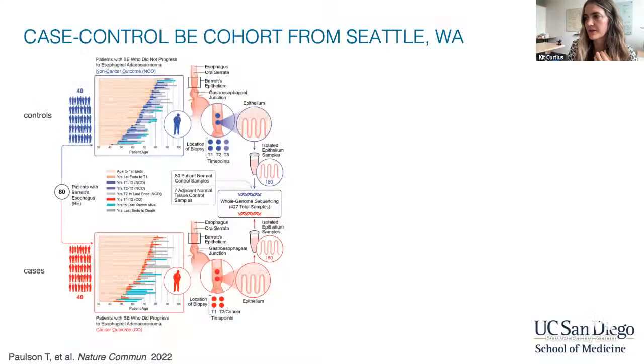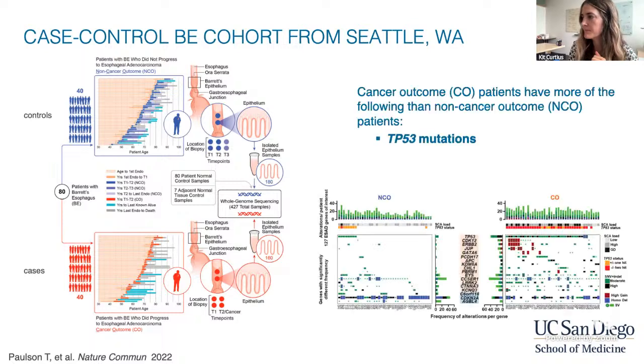So how does BE genetics play a role? A cohort that we study a lot in my lab, with current funding as well, is a large case-control study that was done in Seattle, Washington at the Fred Hutch Cancer Center, where they looked at patients with Barrett's who did not progress to cancer since the start of the study, which they call controls or non-cancer outcomes, versus patients who do progress to cancer, which they call cancer outcomes, who are cases. What they did was take biopsies, isolate the crypt epithelium, and perform whole genome sequencing of those biopsies to compare certain genetic features in those cases versus controls at that initial time point, before there was development of cancer or non-progression.